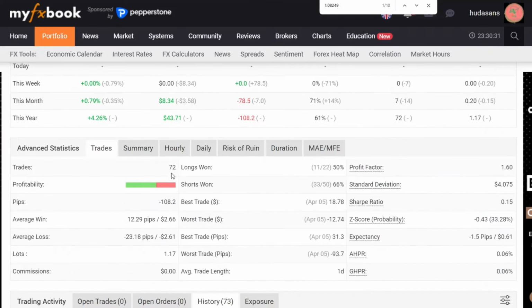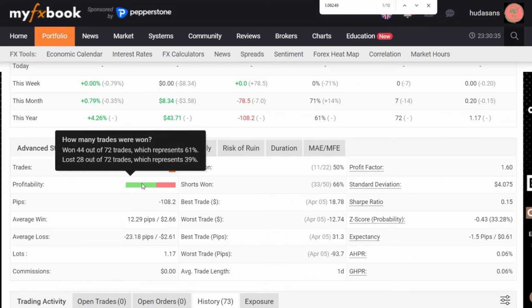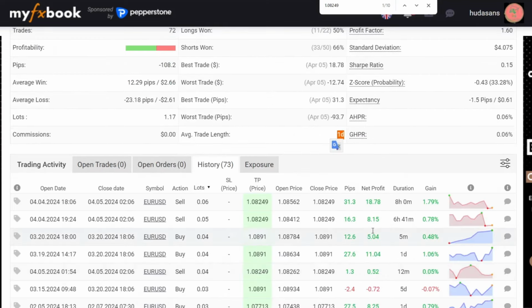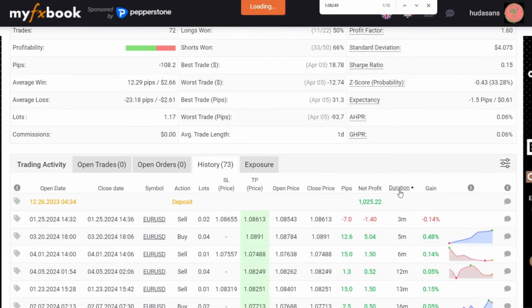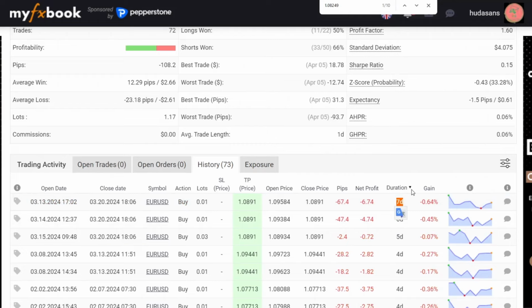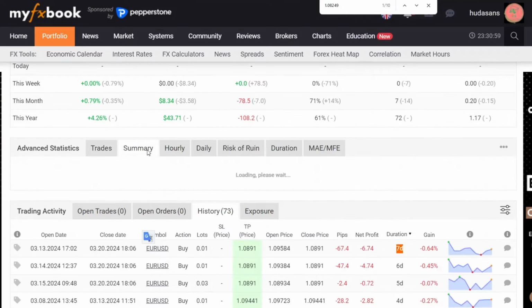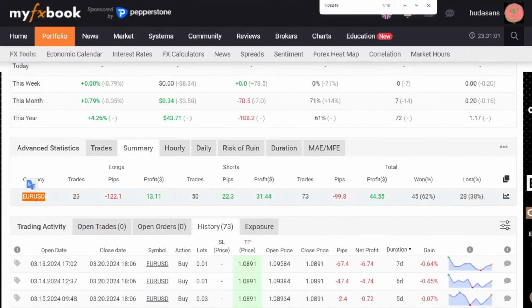The win rate achieved reached 61% from 72 open trades. The average floating duration is around 1 day, the fastest is only a few minutes, and the longest is 7 days. I ran this forward test only on the Euro to USD pair.